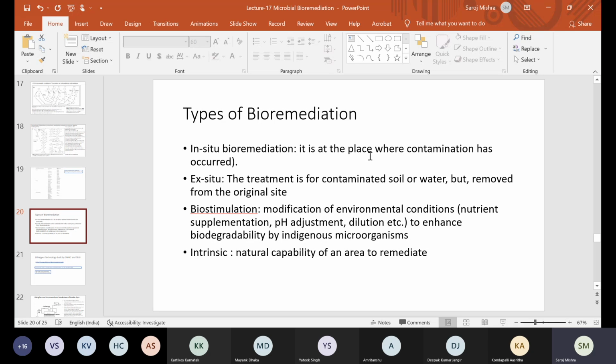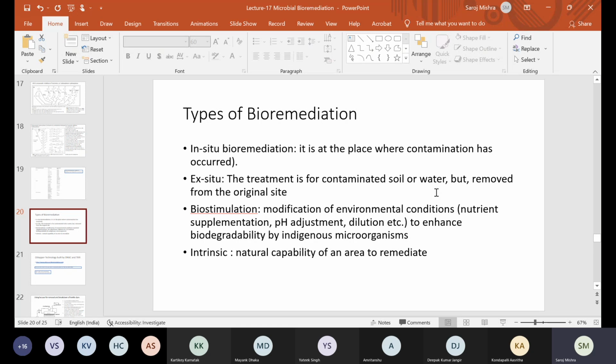Then microbial bioremediation can be carried out ex situ. That means that the soil which is contaminated is going to be transported to some other area where a microbial consortium will be added for remediation, in which case it is called ex situ. So the treatment is for contaminated soil or water, but it is removed from the original site.